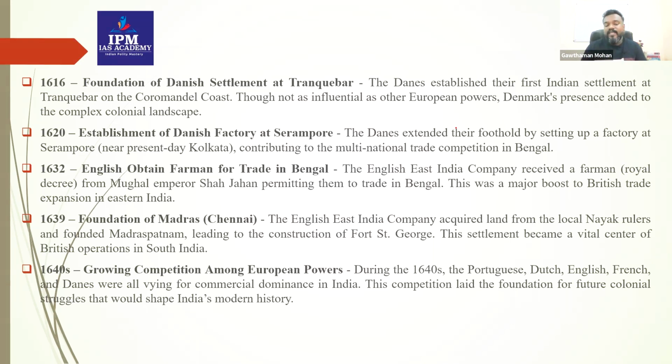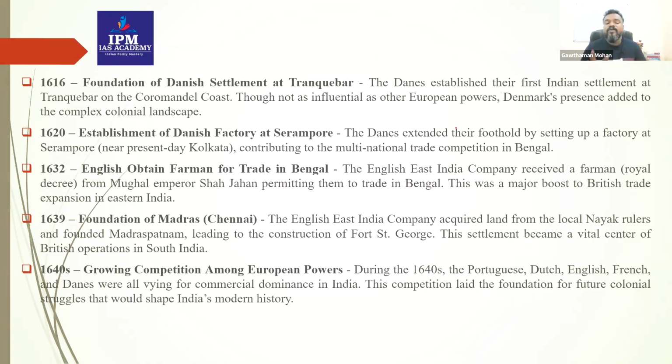So in the year 1620, the establishment of Danish factory at Serampore. Okay, the Danes have extended their foothold by setting up a factory at Serampore near present-day Kolkata, contributing to the multinational trade competition in Bengal. So now India is becoming a hub for multinational trade war. Okay, you can see the presence of Portuguese here, French here, then Dutch here, then British here. So all these people were competing. So that kind of a conflict is actually going on. So this is important. Now, in 1620, the Dutch has actually established their factory at Serampore.